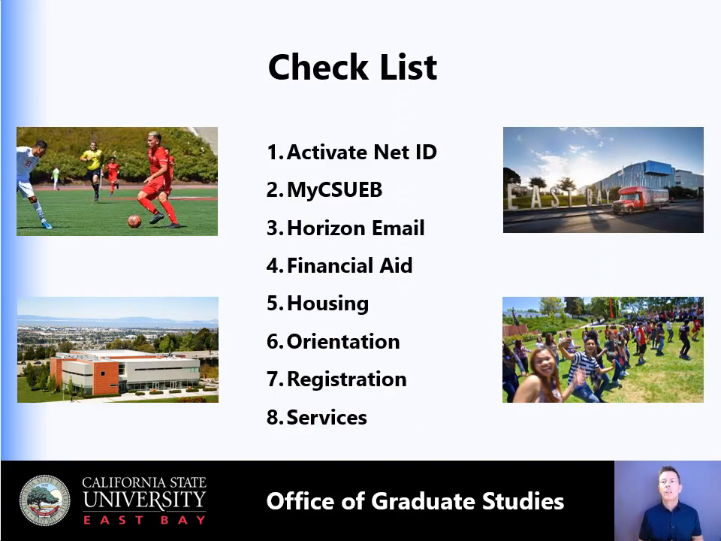Let's start with a checklist of items important to you as Cal State East Bay students. I'd like to quickly go through some of the points and make sure that you've gotten them all taken care of so that you'll be able to successfully move forward and take your classes this semester. We'll talk a little bit about activating your net ID, about the MyCSUEB website, Horizon email, financial aid, housing, and so on.